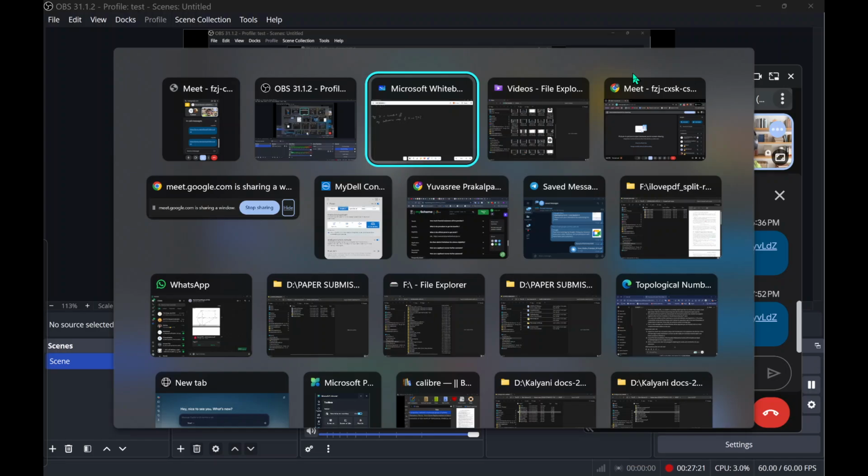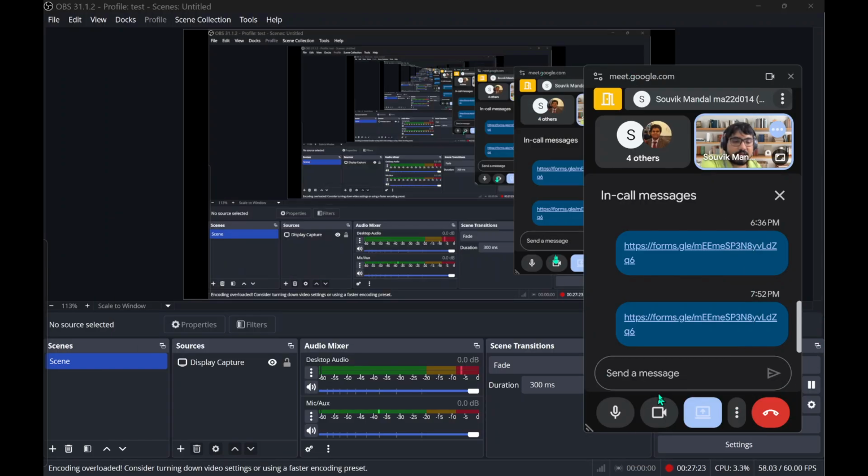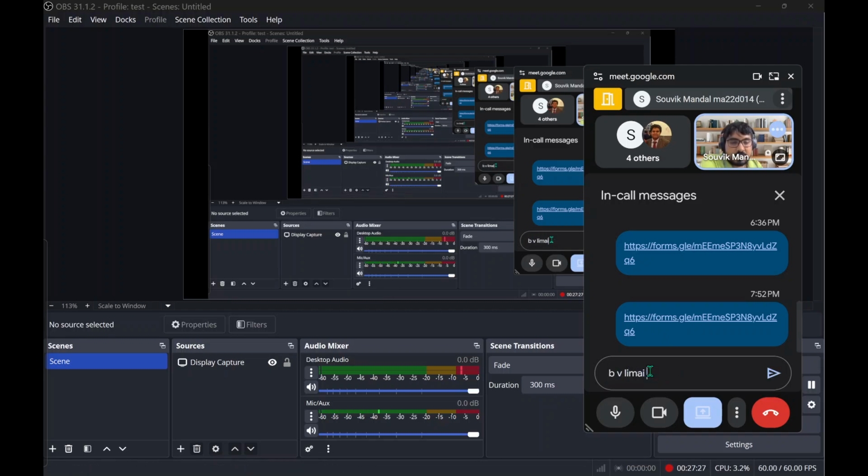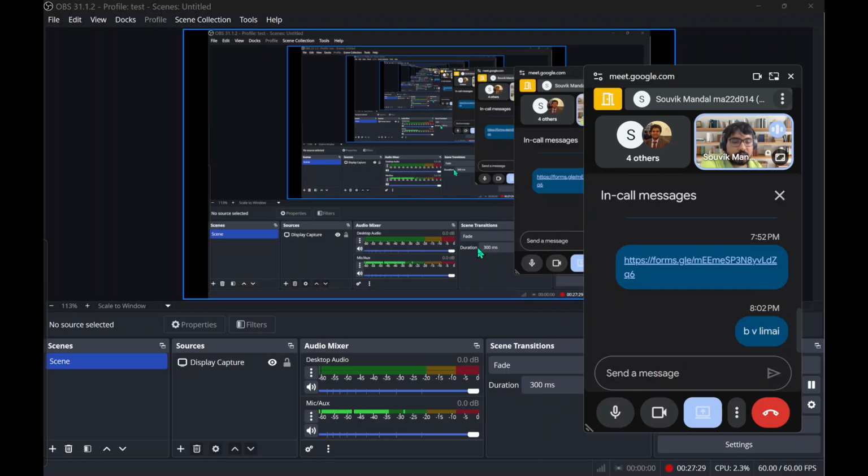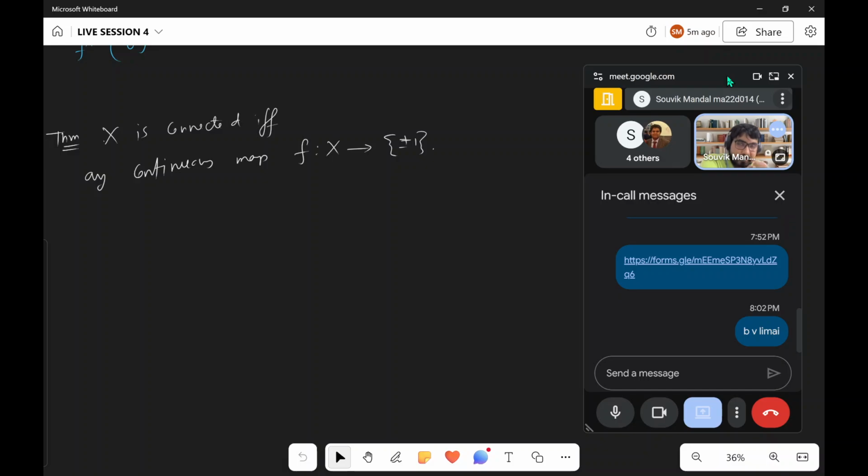So the book is Functional Analysis by BV Limai. This book starts from the beginning of functional analysis, and also covers metric spaces.